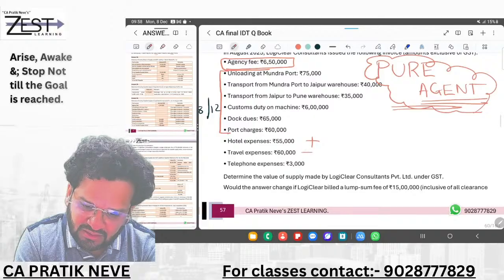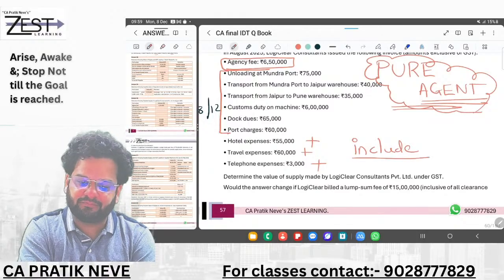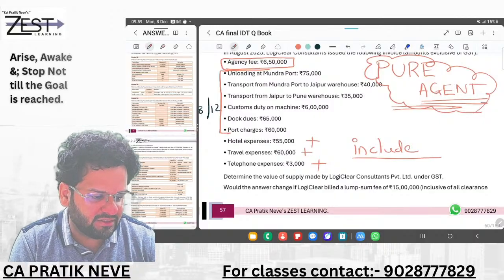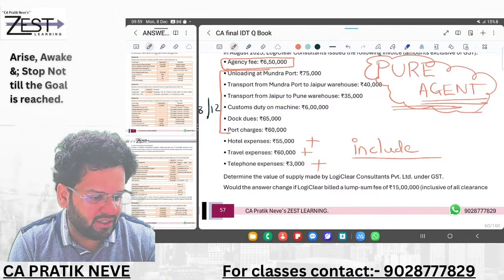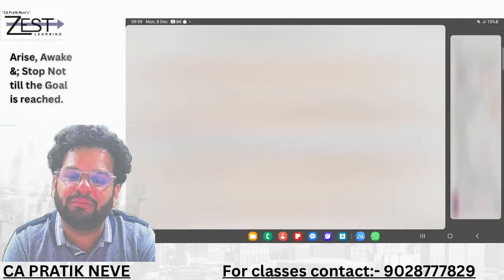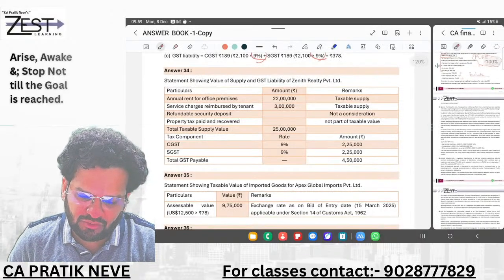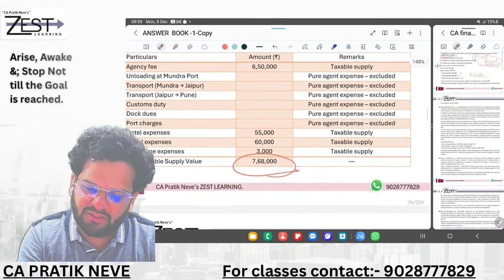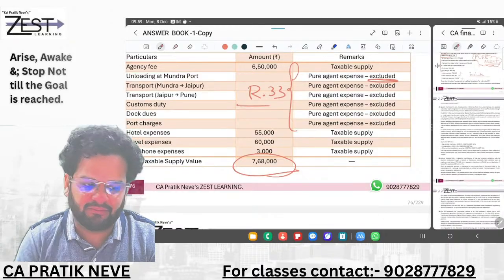But hotel expense, travel expense, telephone expense, please include. So take on your calculator 6,50,000 plus 55,000 plus 60,000 plus 3,000. 7,68,000 will be your assessable value. Check. So whatever is recovered as pure agent will be excluded as per rule 33.